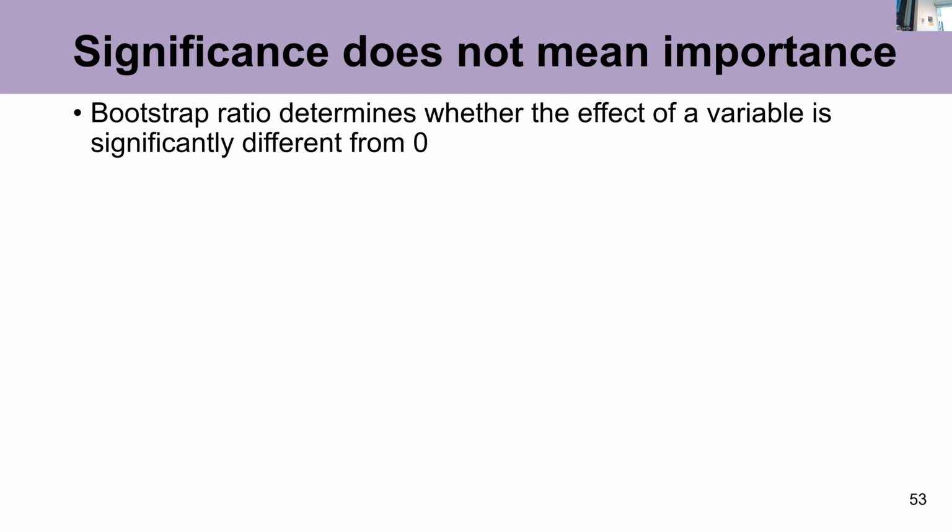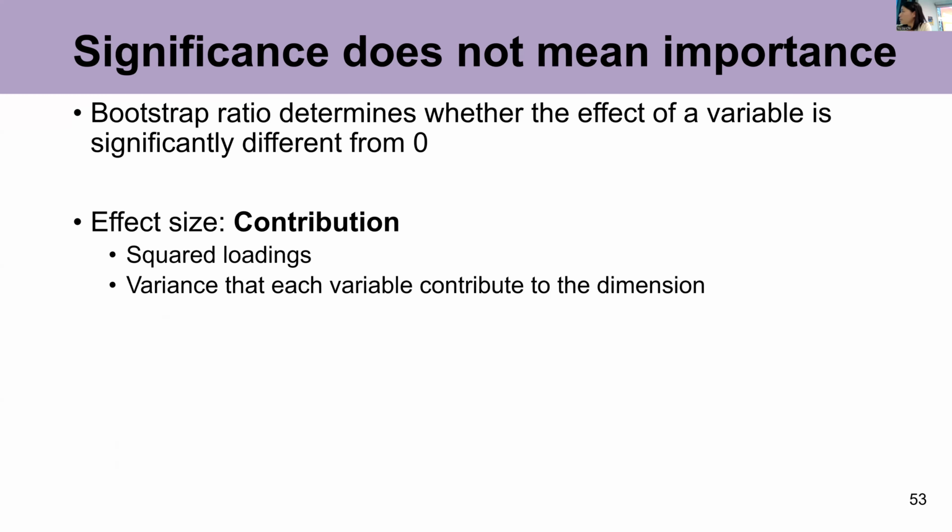So this is something important. I think I've covered it also, that significance does not mean important. Bootstrap ratios tell you how significant it is, how reliably different it is from 0, but it doesn't tell you how important it is, which means how much it contributes to building your dimension. With that, we looked at contributions where we squared the loadings, and it captures the variance that each variable contributes to the dimension. With squared loadings, they're additive, which means you could add up the contributions to get a group contribution.